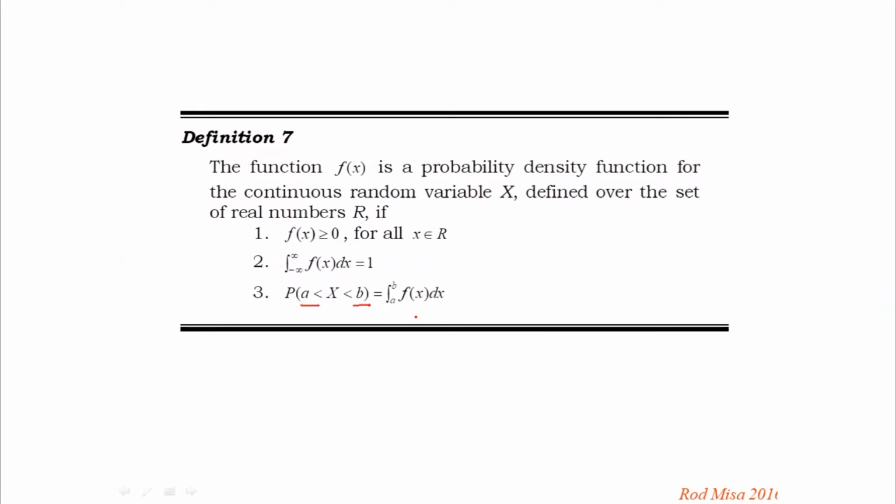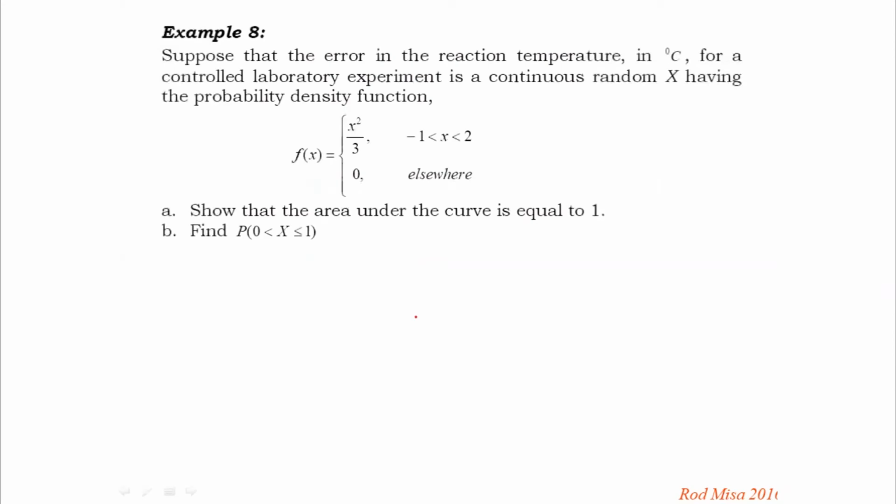Now, let's proceed to our first example here. Suppose that the error in the reaction temperature in degrees Celsius for a controlled laboratory experiment is a continuous random variable x having the probability density function small f of x equal to x squared over 3 when x is between -1 and 2, and 0 elsewhere. Letter A: show that the area under the curve is equal to 1. Letter B: find the probability of your random variable between 0 and 1.